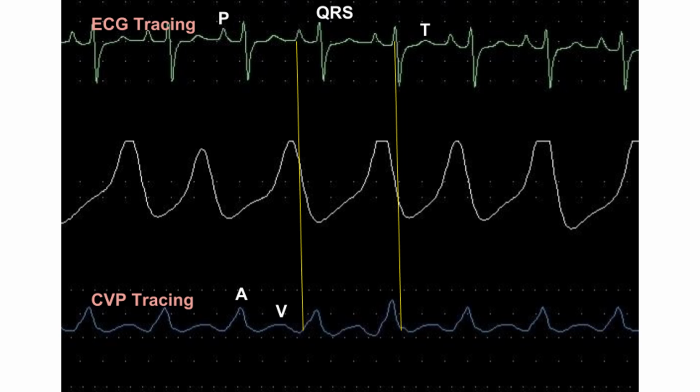The V wave occurs during the venous filling of the right atrium when the tricuspid valve is closed. The descent following the V wave due to opening of the tricuspid valve is known as Y descent. This occurs due to rapid emptying of right atrium into the right ventricle.